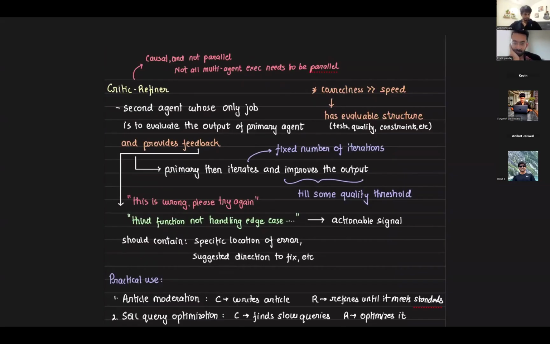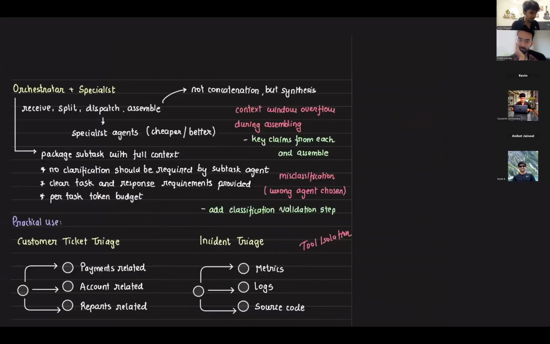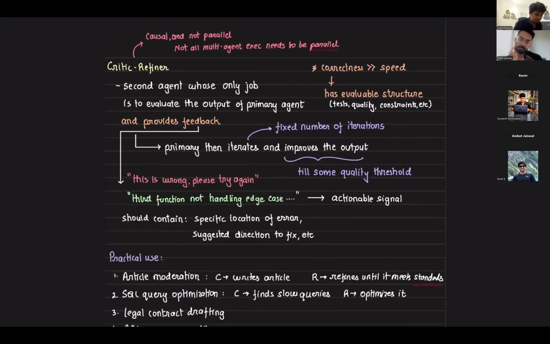Okay. Next up is Critic Refiner. Now, no more prototypes. We'll directly go into the system, but I have 3 more topics to cover. First is Critic. Like how we saw Orchestrator Specialist, similar to that there is one more pattern, which is Critic Refiner. It's a fancy word for you to just revalidate and critique what has been outputted and refine if required. The whole idea is that for whatever is the output of the first agent, you have a critic which is critiquing the output.